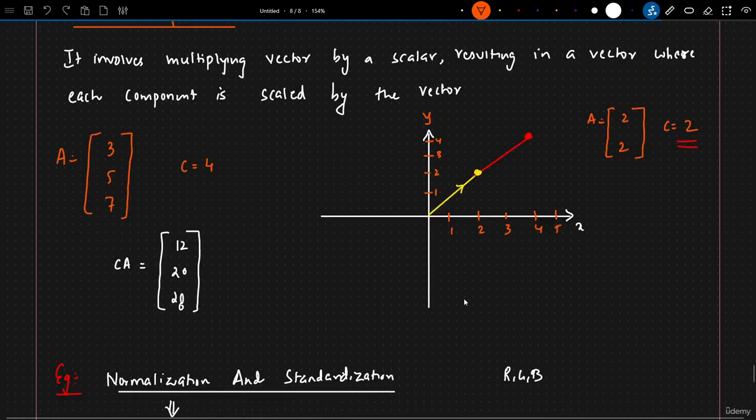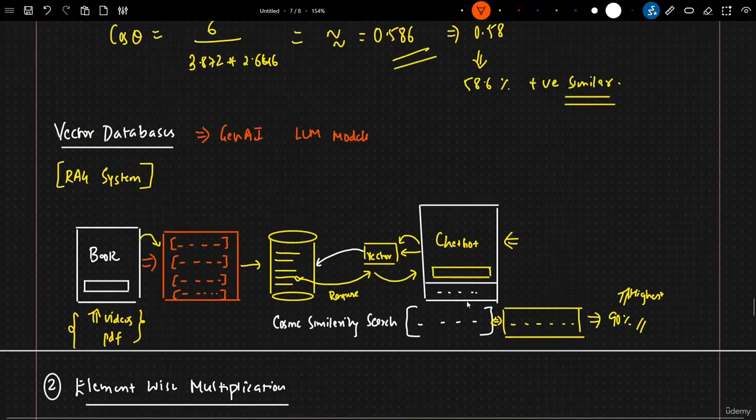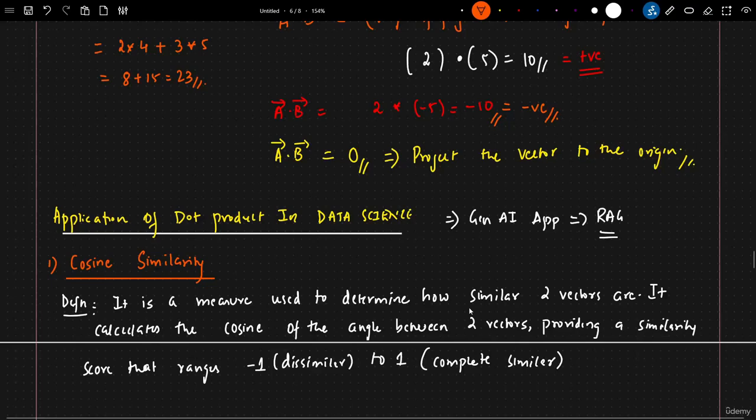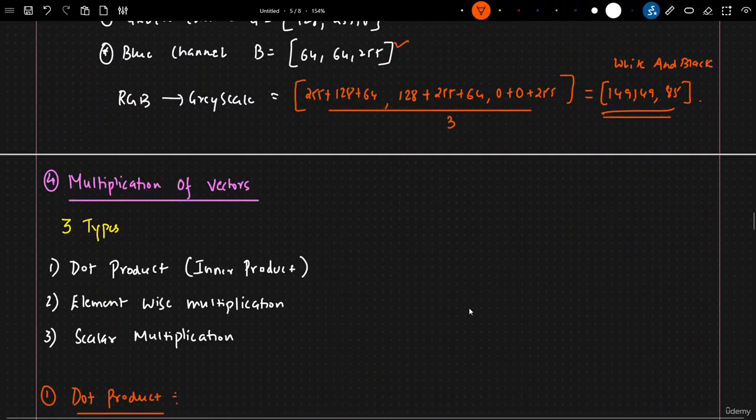So this was about the 3 types of multiplication that we do specifically with respect to vectors. We discussed dot product, which we also call inner product, element-wise multiplication, and scalar multiplication. So yes, this was it from my side. I will see you all in the next video.